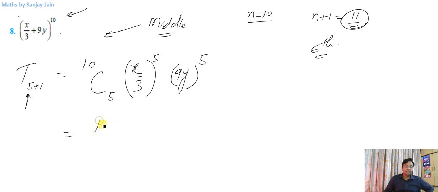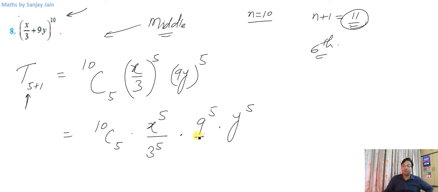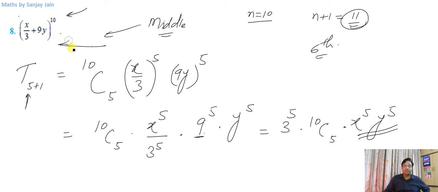So it will be equal to 10c5 into x raised to power 5 by 3 raised to power 5 into 9 raised to power 5 into y raised to power 5. If you want to simplify it a little bit, this is 3 raised to power 5 into 3 raised to power 5. So 1 upon 3 raised to power 5 will be there in the numerator, and then 10c5 into x raised to power 5 y raised to power 5. This will be the middle term of this expansion. Now you are supposed to calculate this yourself and then multiply it with 3 raised to power 5, which is 243.